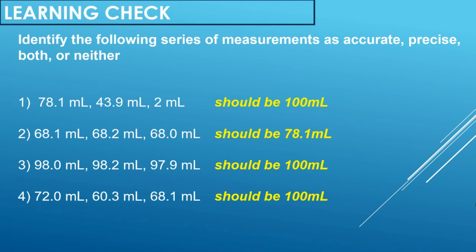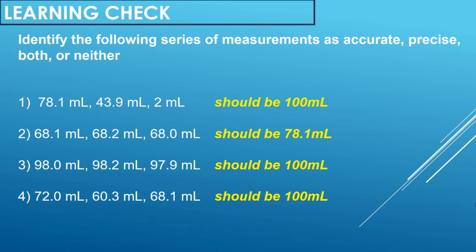So let's look at these measurements here. In our first example, we took some measurements. We measured 78.1 milliliters, 43.9 milliliters, and 2 milliliters. Those were the measurements of the same thing. The correct volume should be 100 milliliters. So is this data accurate, precise, both, or neither?